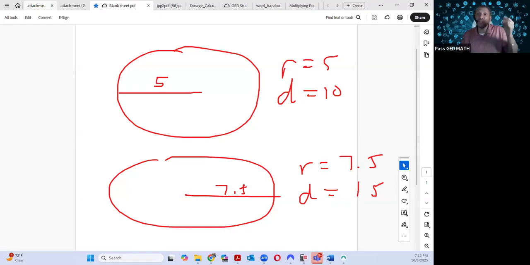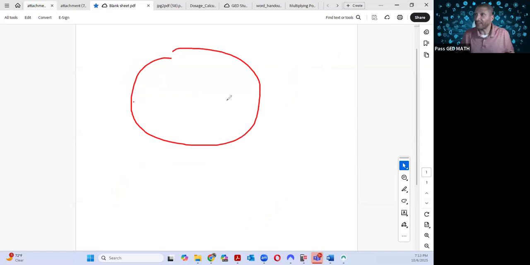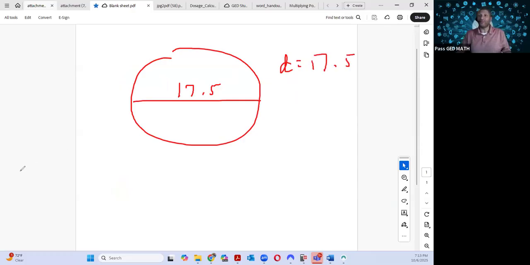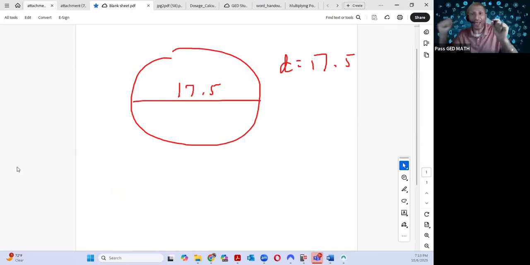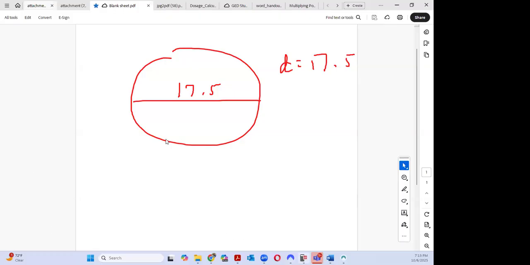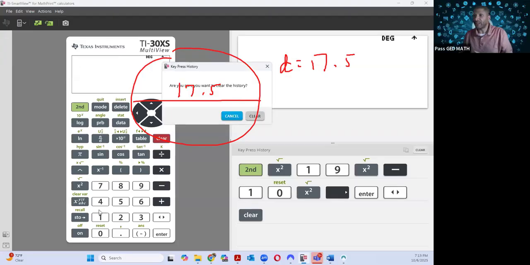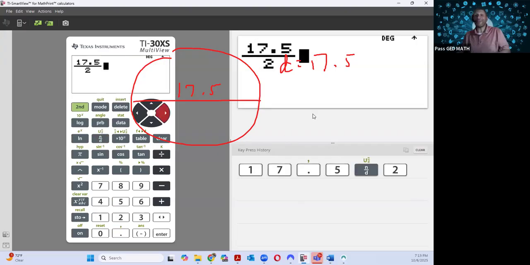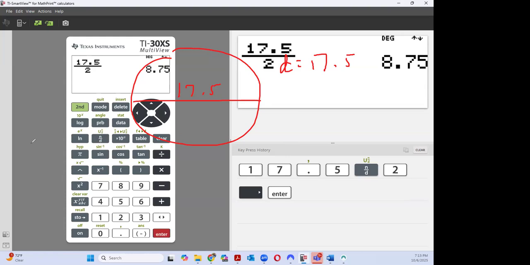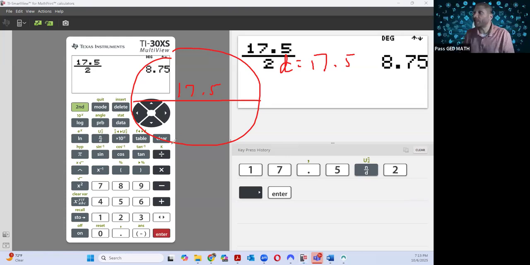So when you see a problem, your mind has to go directly to what you know. They give me the diameter. It's 17.5. Oh my God, how do I find half of that? I don't know how to find half of that. Dude, don't let your mind tell you you don't know how to do it. Oh, the radius is half. So you know, divided by 2. So I'm going to go to my calculator. 17.5 divided by 2. What's my radius? 8.75. Don't let your brain tell you you can't do anything.